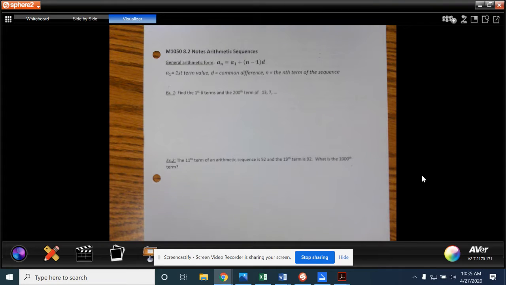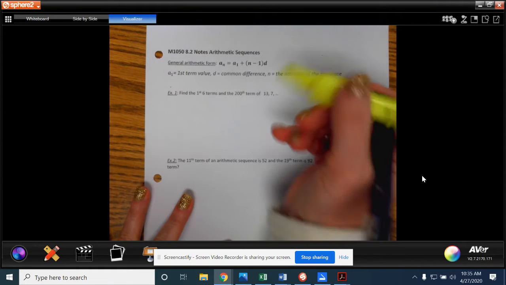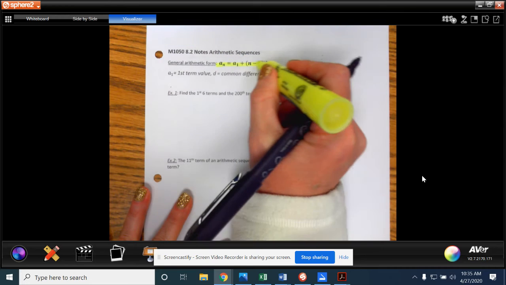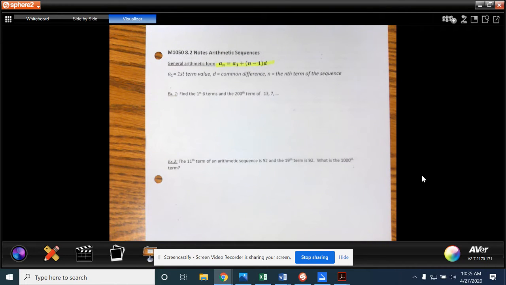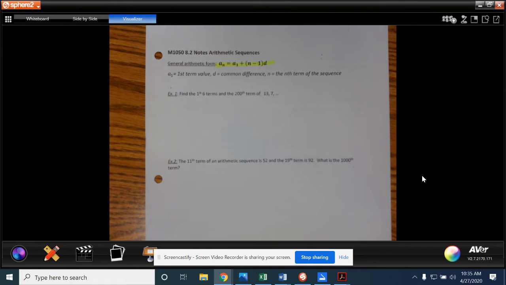Hello, everyone. Let's look at the 8.2 notes, and it's actually on arithmetic sequence. The general form is as shown: A of n equals A of 1 plus n minus 1 times d. Let's define what each of those things are.